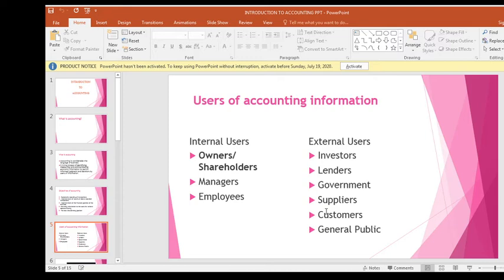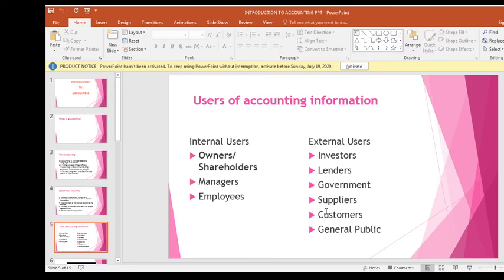that particular organization. Those users are the owners, who are also known as the shareholders, who are interested to know how the business is performing in terms of profitability and financial position, so that they can also be able to know whether to anticipate returns or dividends at the end of the financial year.